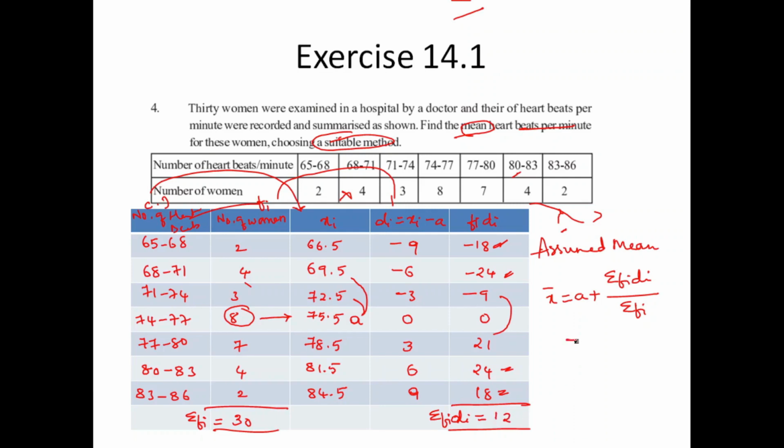So here they assumed the mean is 75.5, plus the summation, which is 12, over sigma of f of i, which is 30. Right? Sigma of f of i is 30. So when I divide this out, 30 goes into 12 0.4 times, so I can write 75.5 plus 0.4. The result, 75.9, is your required answer.